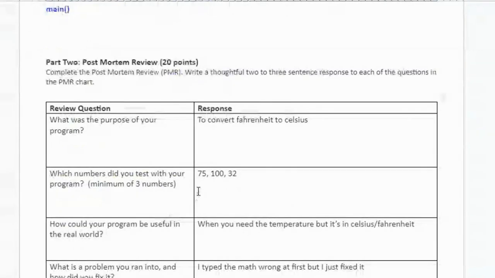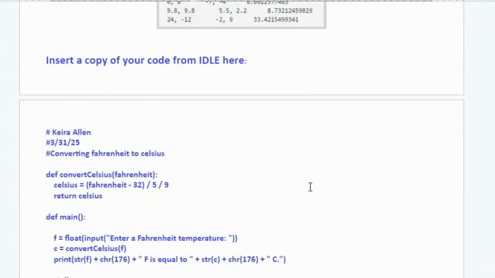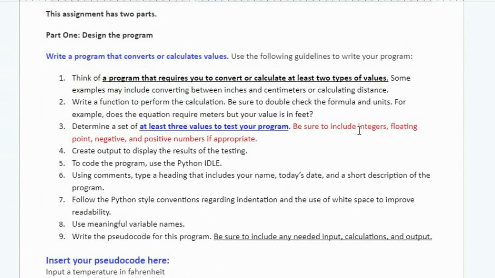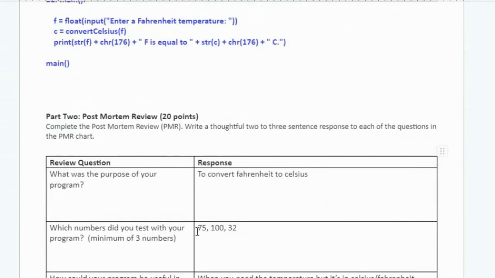And I looked to see what numbers you tested. 75, 132. 3 positive integers. I don't know, is that a good test? It said when testing, be sure and do integers, do floating point numbers or decimals, do negative and positive numbers if appropriate. Well, with temperatures, we can do negative numbers. We can do decimals. You should test everything to see if your program works.